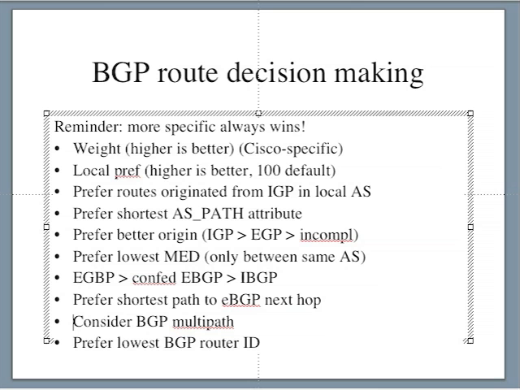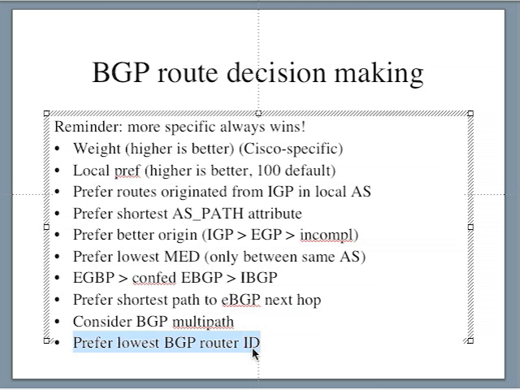Then you consider BGP multipath. If you still have a tie at this point, you have 2 paths going to the same remote autonomous system. Maybe you want to install both of them in your route table and do some load balancing. And then you prefer the lowest BGP router ID, and this one's actually important.